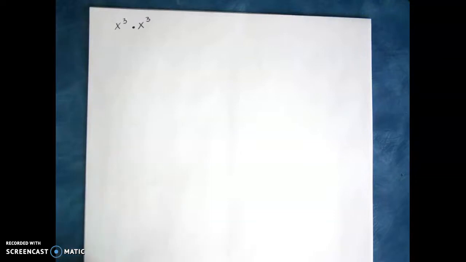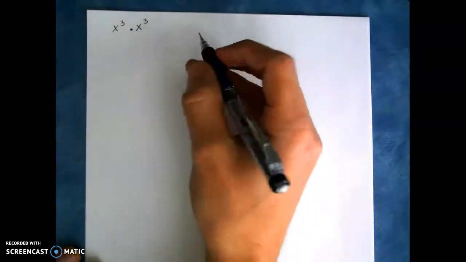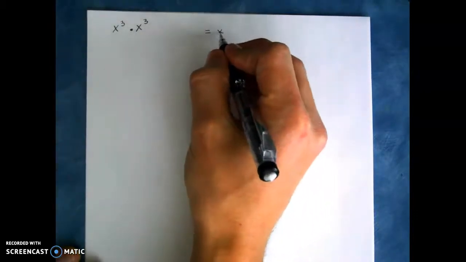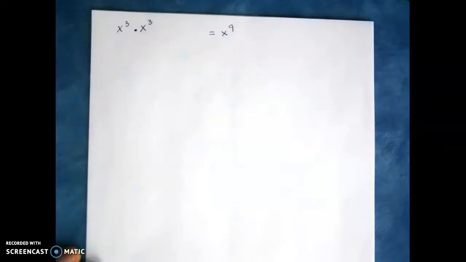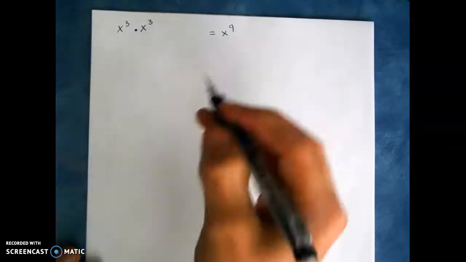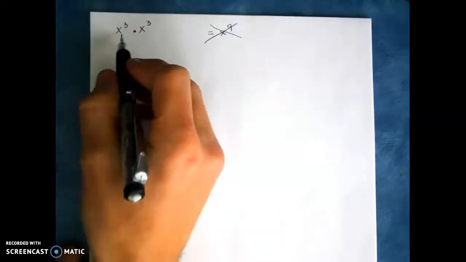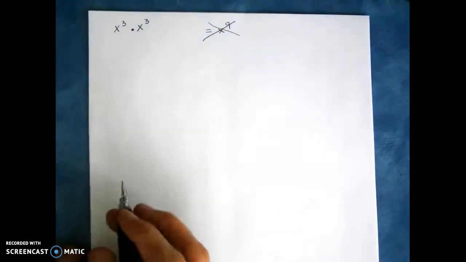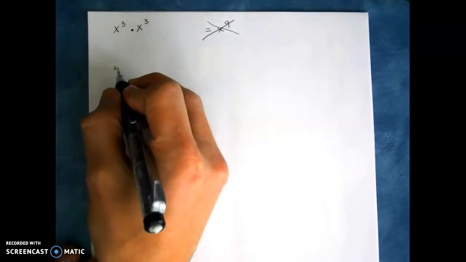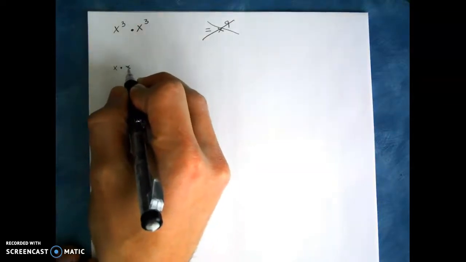Alright, welcome back. So for this first one, most people say, okay, well, we're multiplying, so I'm going to multiply these two together, and we're going to get x to the 9th. Okay, but we have to be very careful because this is not right. So let's start by rewriting these x to the thirds. So I'm going to rewrite it as x times x times x.